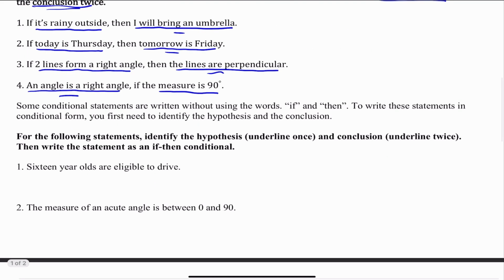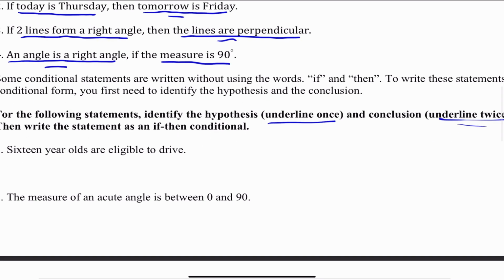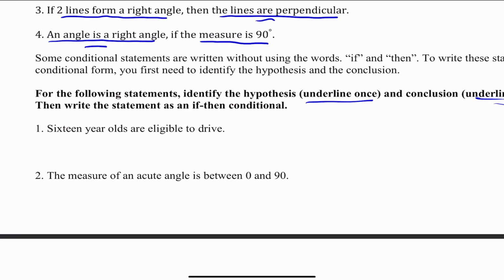Some conditional statements are written without using the words if and then. To write these statements in conditional form, you first need to identify the hypothesis and conclusion. For the following statements, identify the hypothesis, underline once, and the conclusion, underline twice, and then write the statement as an if-then conditional. Number 1, 16-year-olds are eligible to drive. So, first of all, we need a hypothesis and a conclusion. If you are 16, then you are eligible to drive.